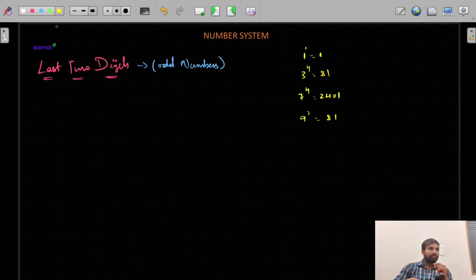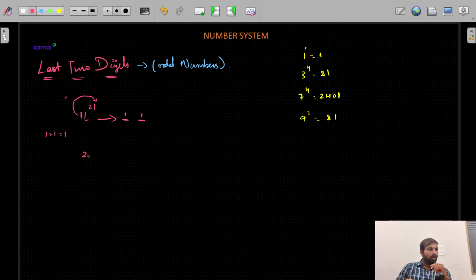It ends with 1. Why is that? Because let us consider 11 power 21. If I want to find the last two digits for this number, what do I have to do? The number ends with 1, it always ends with 1. That's the first important rule. Then to find the tens digit, I have to multiply this digit with this digit and just take the last digit. So 1 into 1 is 1. So here it is 1.